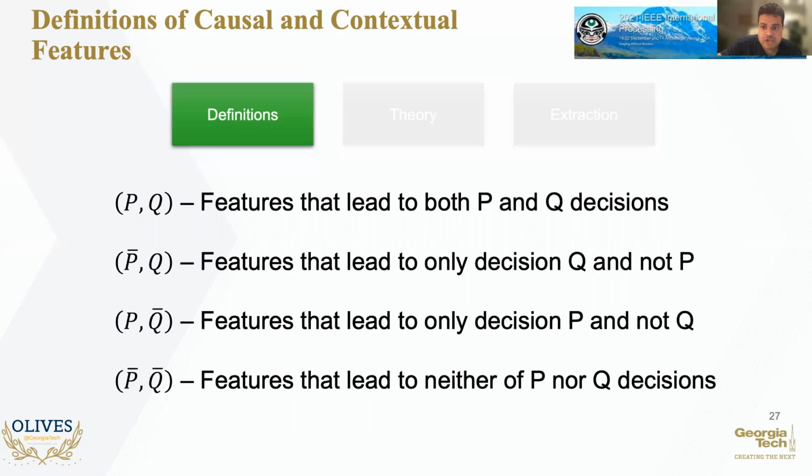P bar Q are those features that lead to only decision Q and not P. This can be the S-shaped neck in the flamingo, since it's present in Q, which is a flamingo, but not in P, which may be a spoonbill. P Q bar are those features that exist in spoonbills, like a flat beak, but not in a flamingo, Q. P bar Q bar are features like white feathers that are not present in any class.